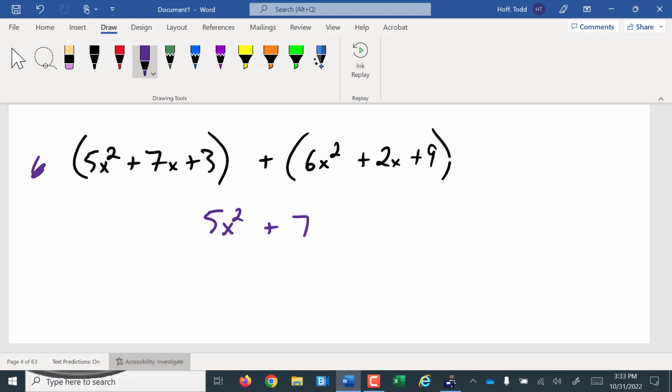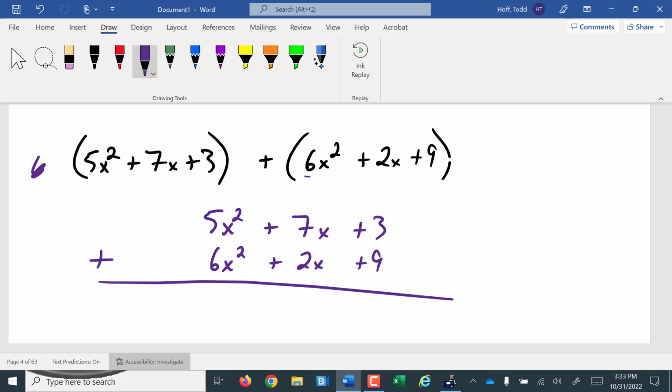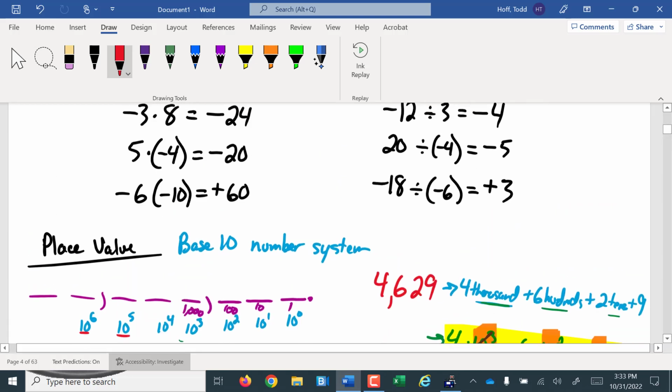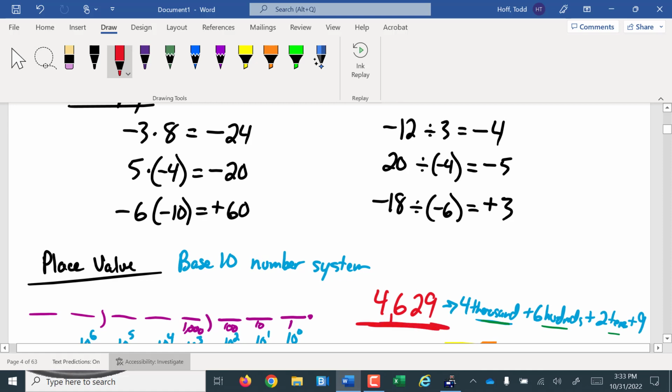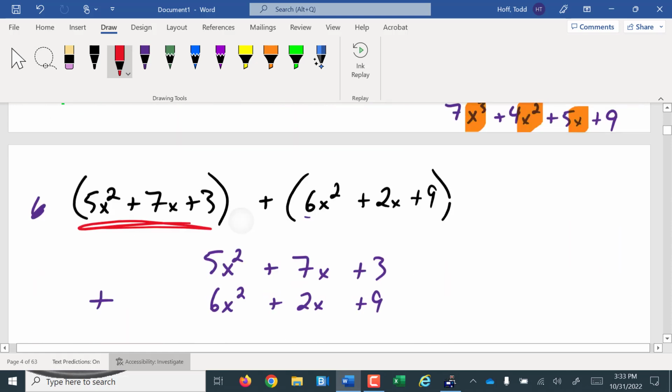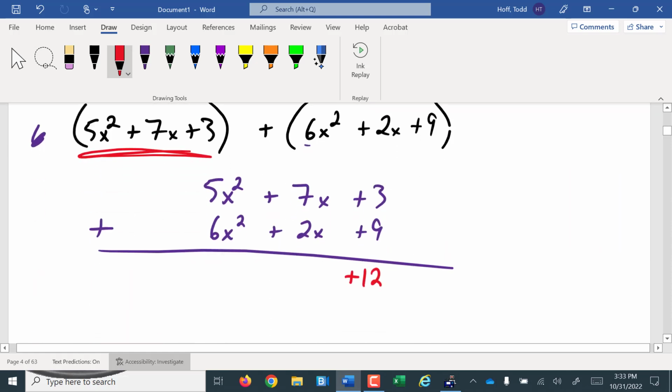5x squared plus 7x plus 3. Then here I'm going to put the 6x squared under the 5x squared, lining up the place values. The 2x under the 7x, and the 9 ones under the 3 ones, and we are adding down the columns. So 3 plus 9 is 12. Now here's one of our first differences with algebraic numbers. The first one we saw was they always have to be out in long form. We can't abbreviate them like we did with whole numbers. We could abbreviate a whole number just because we know the place value just by its location in the number. Algebraic numbers, we always have to write them out with the place values.